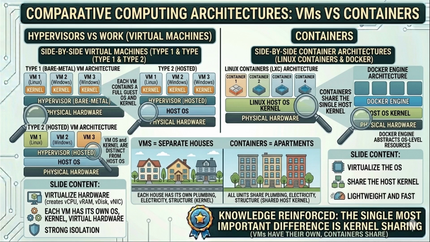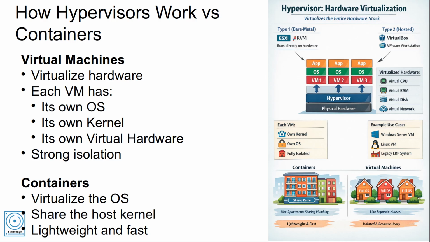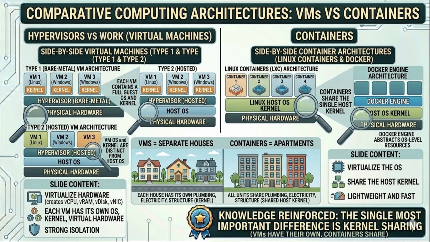An easy analogy is this. Containers are like apartments in the same building. Everyone shares the building structure, plumbing, and the electrical system. Virtual machines are like separate houses. Every house has its own plumbing, electrical system, and structure. As a result, virtual machines provide stronger isolation but consume more resources. Containers are lightweight and efficient, while virtual machines are heavier but offer complete operating system isolation.